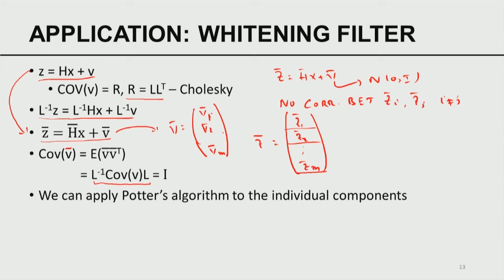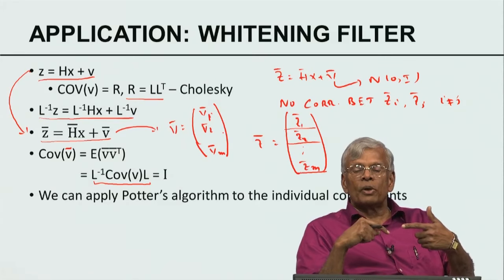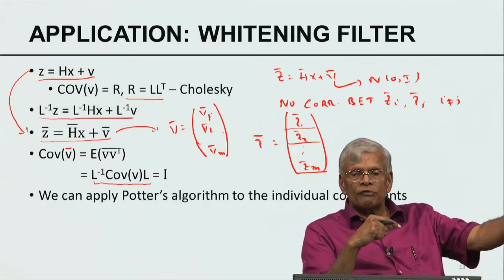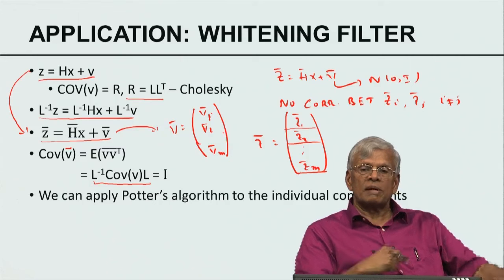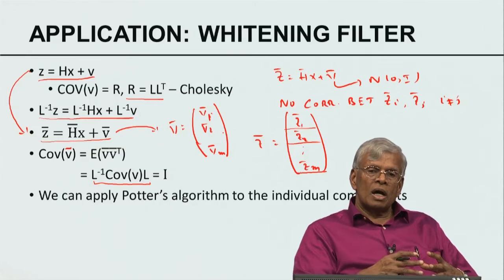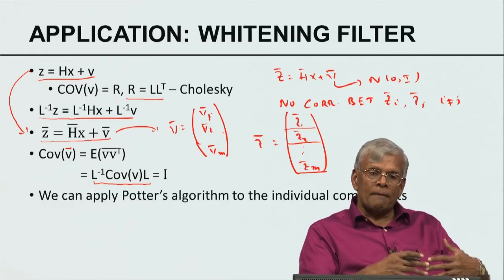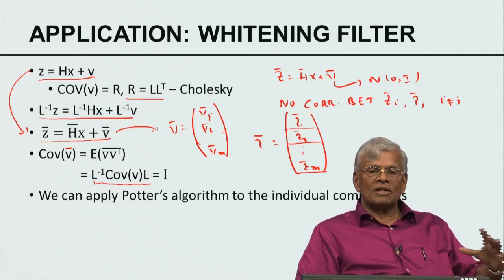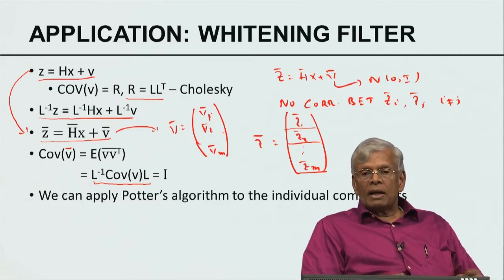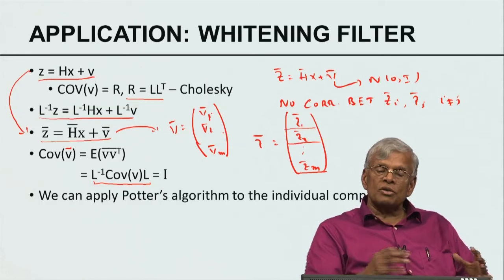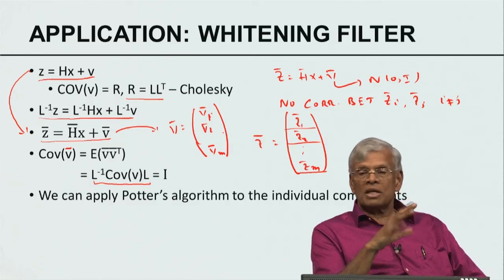So I start with the forecast, assimilate the first component, and get an analysis. Then start with that analysis, assimilate the second component, and get another analysis. You start with that second analysis, assimilate the third observation, and get the third analysis. Likewise, if you assimilate all the M components one at a time, starting from a forecast, in M steps you will get the ultimate analysis that takes advantage of all the M individual observations arising out of the whitening transformation. So this way, one can bring simplicity into the computation by using suitable transformations.